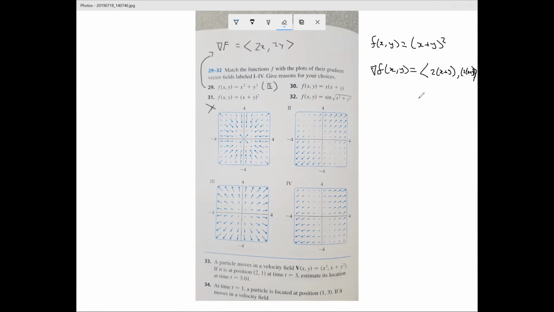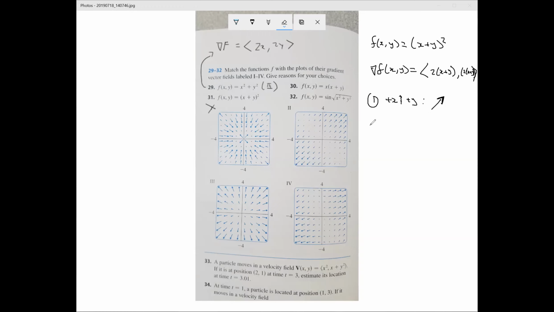For positive x and y values, so for the first quadrant, we have positive x and positive y values. Since they don't have a negative, the x component is just going to go to the right, and the y component is going to go upwards. So we're going to have something like this. Again, we can eliminate option number 1, and we have to leave options 2, 3, and 4 open.